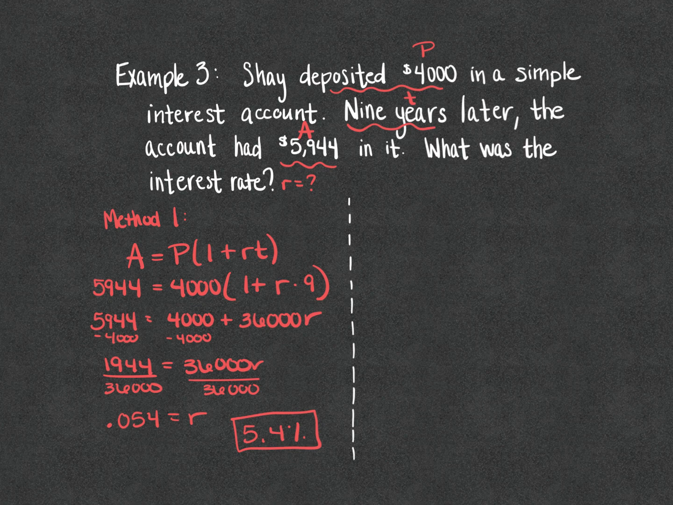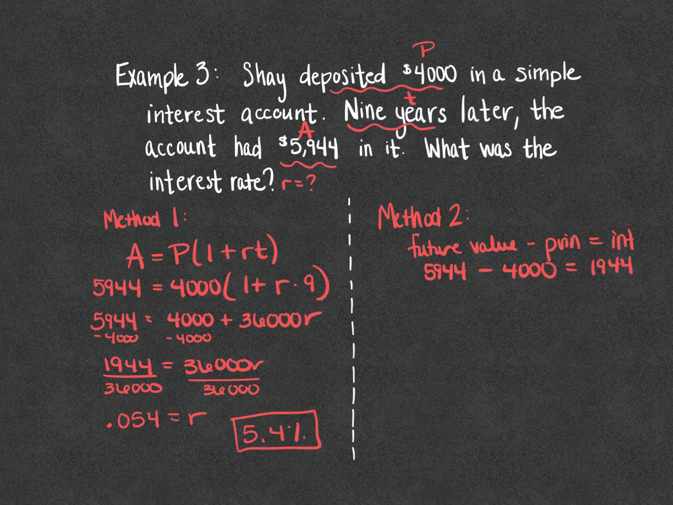Okay. Similarly, we could solve the problem this way. Because we know the future value, and because we know the principal, we can subtract those to come up with interest. The future value, $5,944, minus the principal, $4,000, all that extra money is the interest that was earned. That's the value of I.